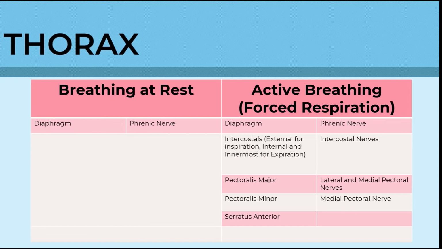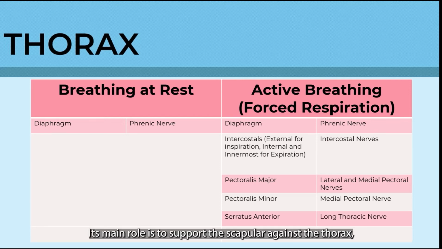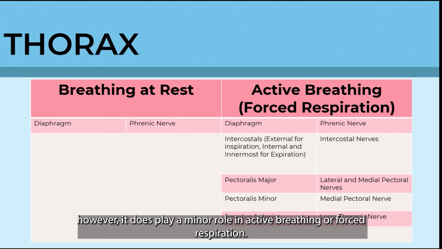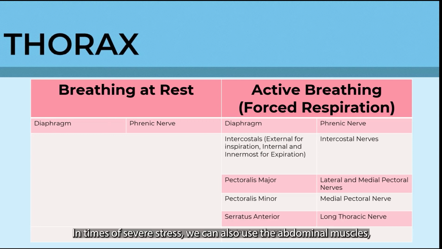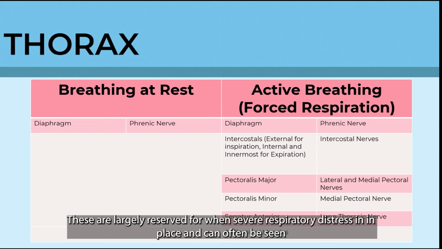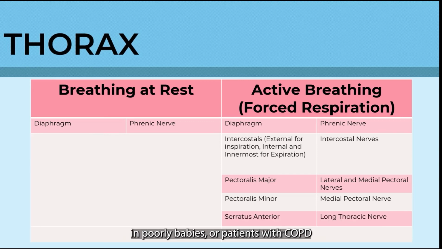The final accessory muscle of respiration is the serratus anterior, which is innervated by the long thoracic nerve. Its main role is to support the scapula against the thorax. However, it does play a minor role in active breathing or forced respiration. In times of severe stress, we can also use the abdominal muscles. These muscles are largely reserved for when severe respiratory distress is in place and can often be seen in poorly babies or patients with COPD.